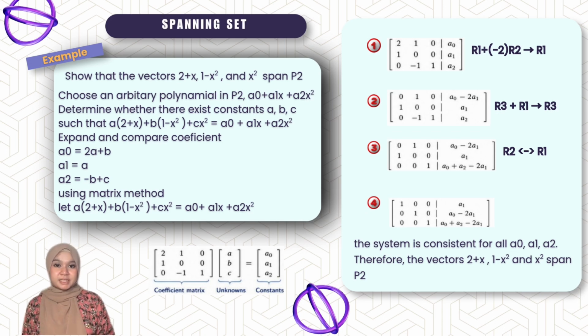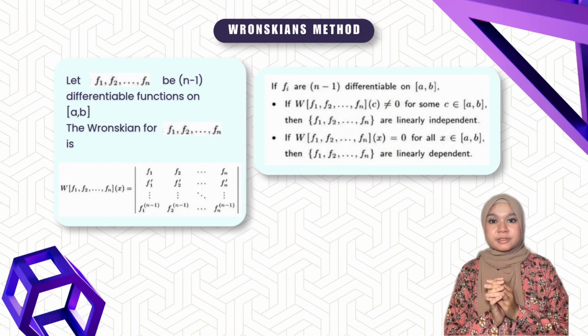For this example, we want to show that the vectors 2 plus x, 1 minus x squared, and x squared span P2. First, we choose an arbitrary polynomial in P2. Then, by comparing coefficients and using the matrix method, we find that the system is consistent for all values. Therefore, this set of vectors spans P2. Lastly, we have Wronskian's method.